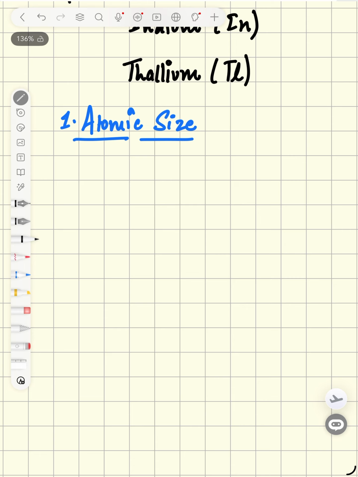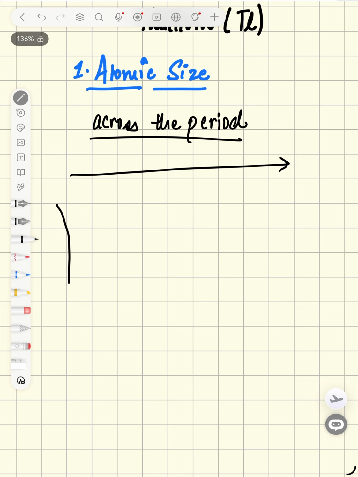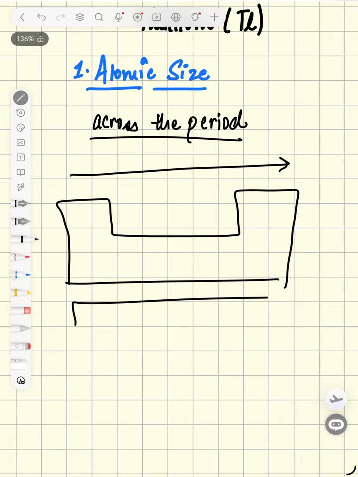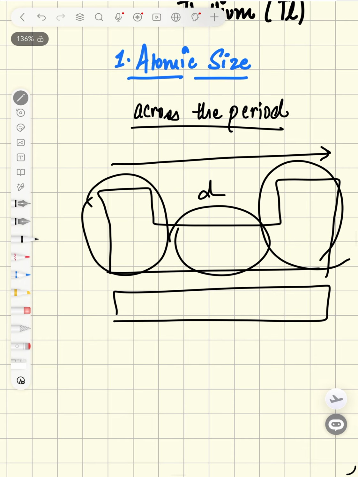That is, first is along the period or across the period, and the second is down the group. First, about across the period, as we move from left to right in the periodic table, if we see the rough outline of the periodic table, it is something like this, right? These are S block elements, these are P block elements, and these center ones are D block elements. This is F block elements. These include lanthanoids and all. We are not discussing that.